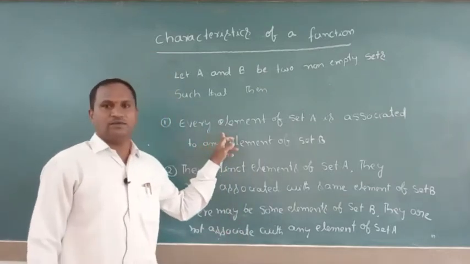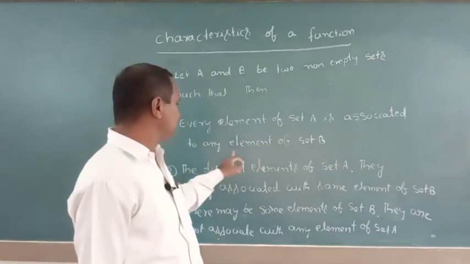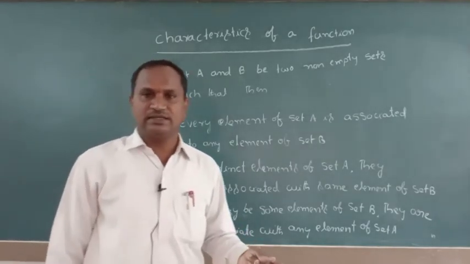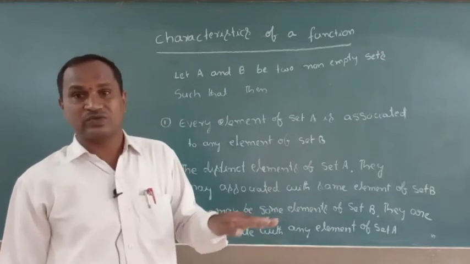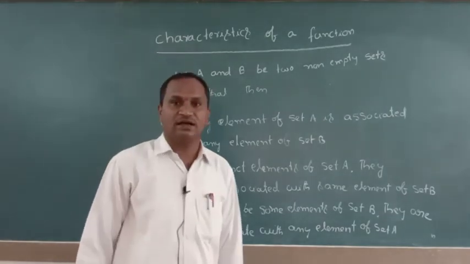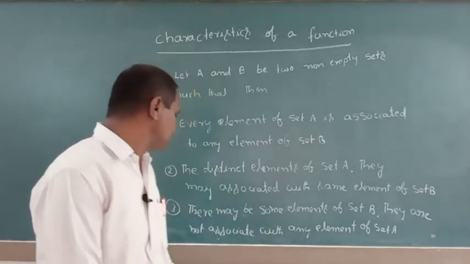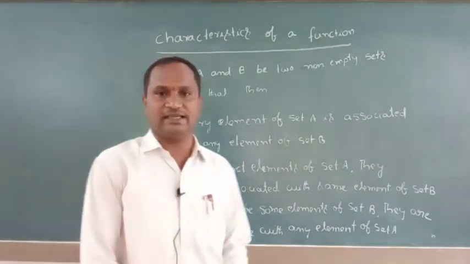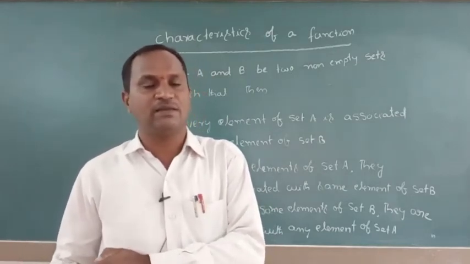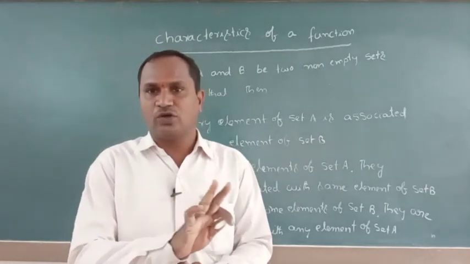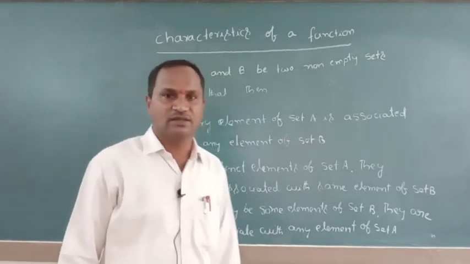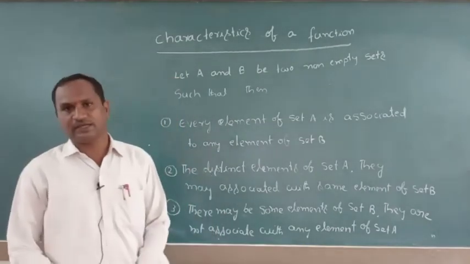First point is, every element of set A is associated with any element of set B. Second point, the distinct elements may be associated with the same element in set B. Third, there may be some elements of set B which are not associated with any element of set A. In set B you can see some extra, additional elements, but we should not get additional elements in set A. That is the meaning of the last third point. The meaning of all these 3 points I will show now diagrammatically.